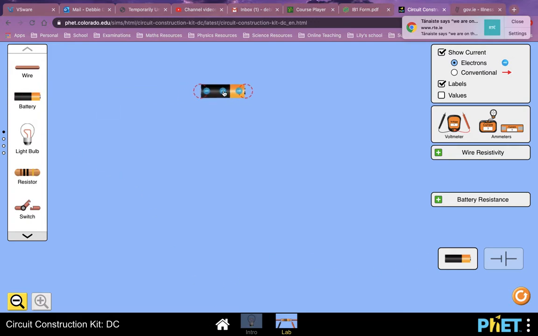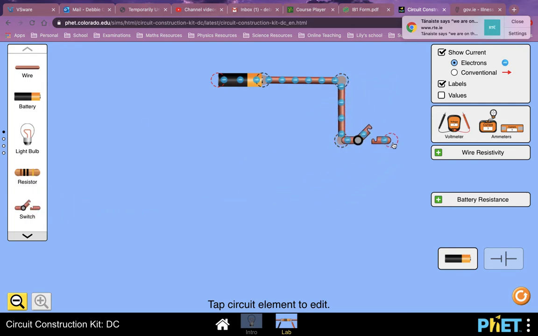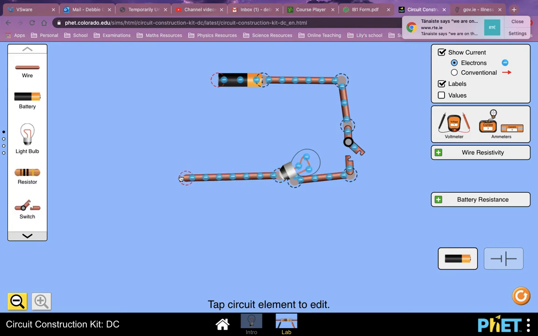So there's my battery, and I'll put in a wire, another wire. I'll throw in a switch for safety, because it's always good to be safe. Another bit there. I'll put in a bulb, another wire.